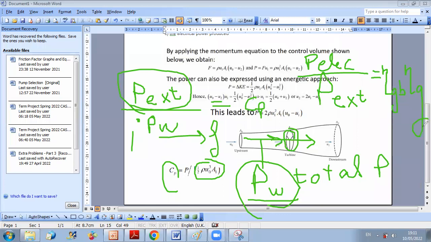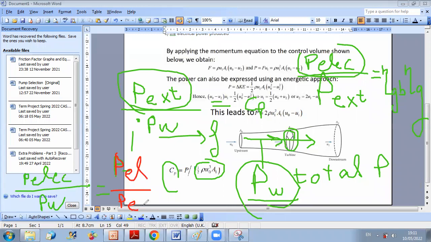Now if I ask you what is the overall efficiency from the beginning to the end, then you should divide the final useful power, which is P electric, over the initial power present in wind, which is P wind. And you can decompose this ratio into two parts. You can say I will decompose it into P electric over P extracted times P extracted over P wind.